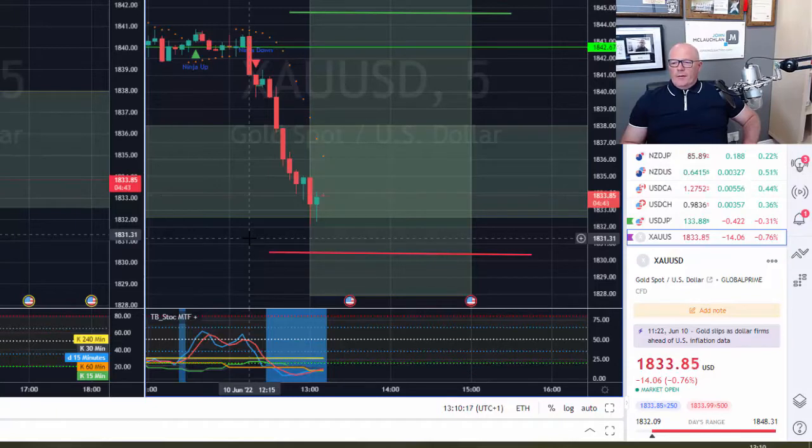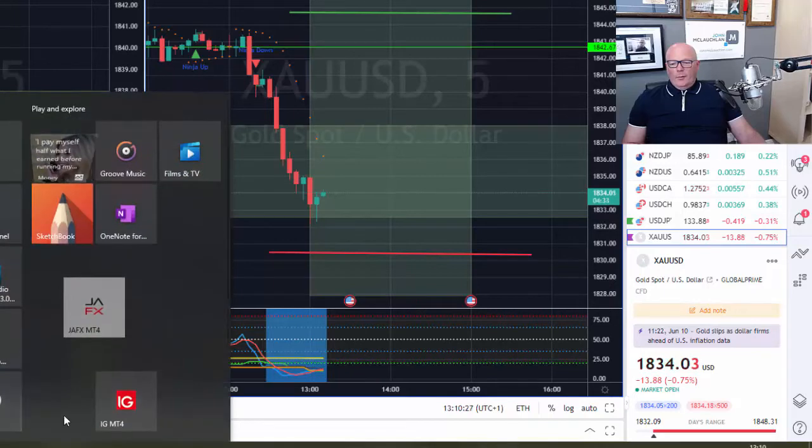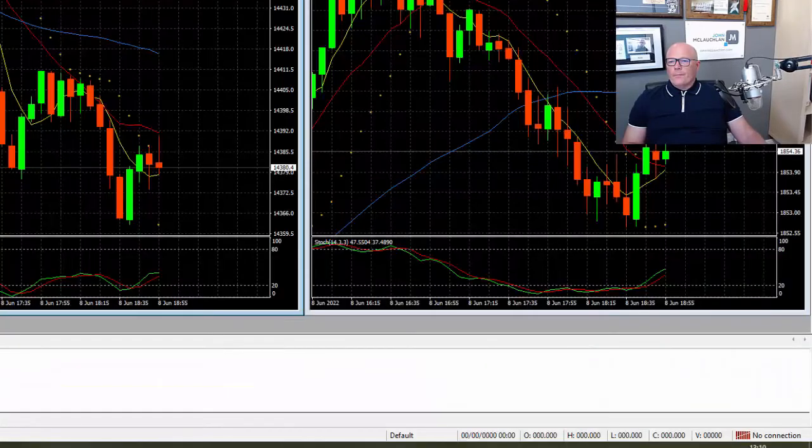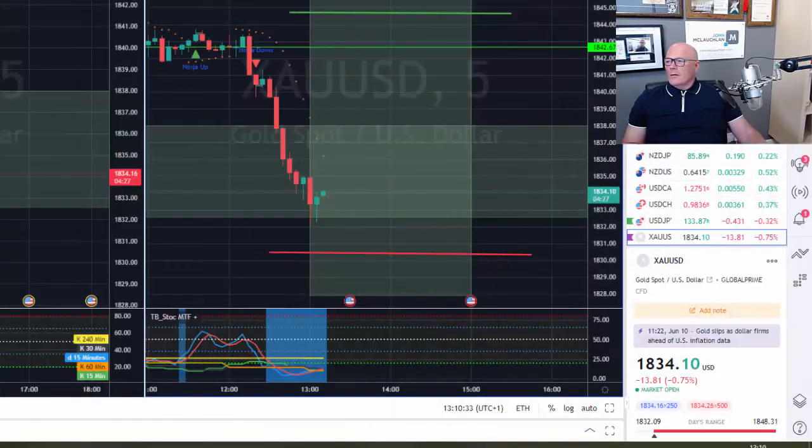Right, 13:10. We've got 5 minutes before the 15-minute time frame is painted, and then we can start the session. So let's get MT4 open. Right, that's MT4 open already.